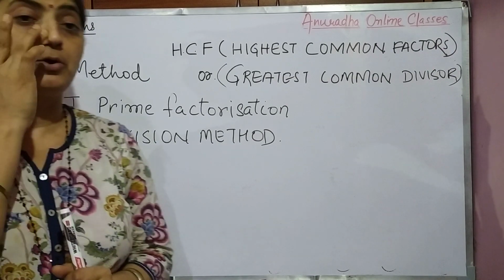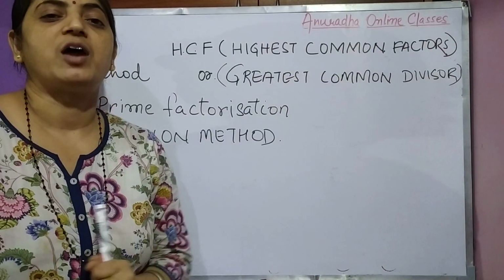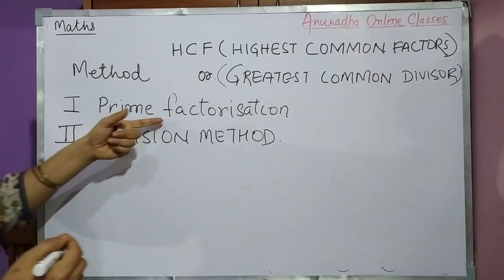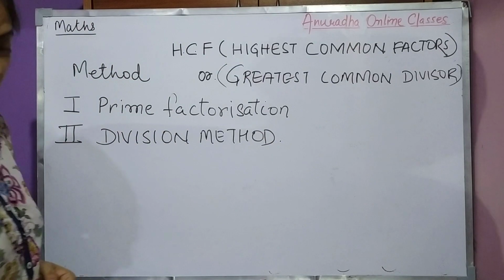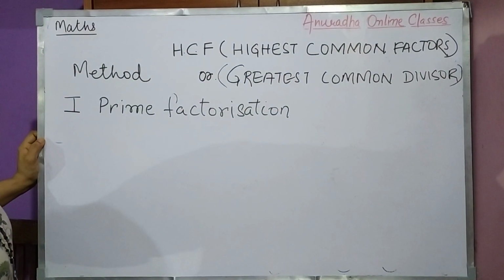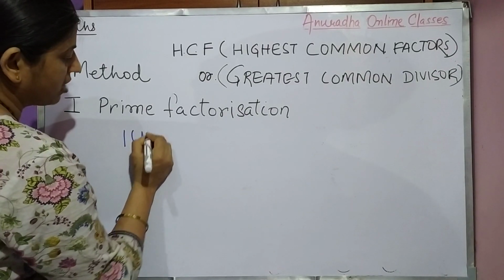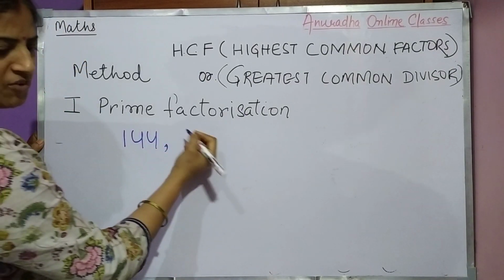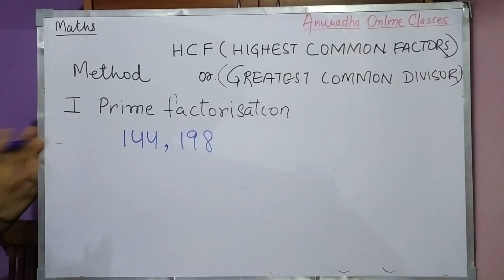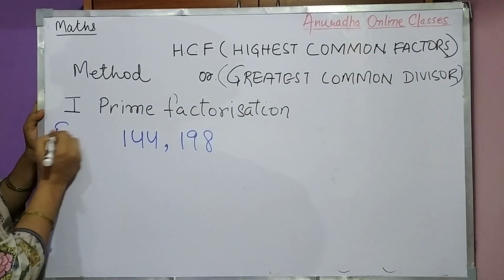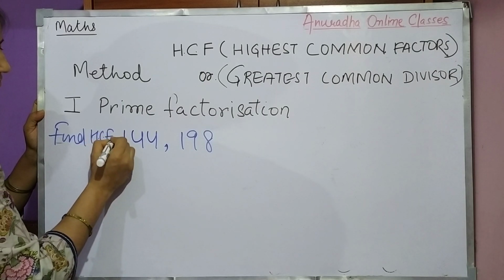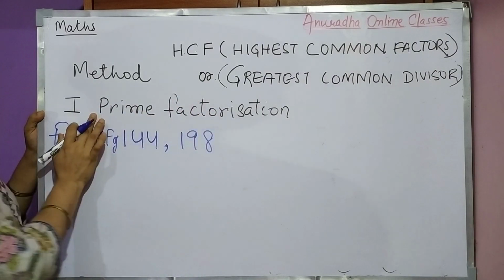In the previous video you have done this prime factorization with me. Now let us come to HCF by using prime factorization. Let us take a number. Suppose I have taken one number, that is 144, and one more number we have to take, that is 198. These two are the numbers. The question is, find the HCF of these two by prime factorization.